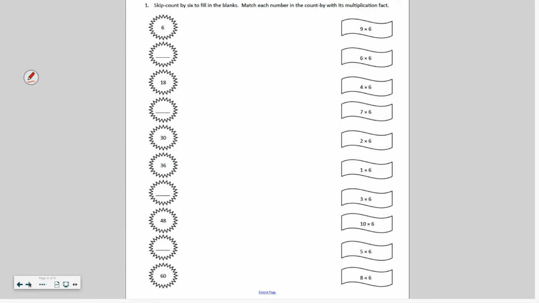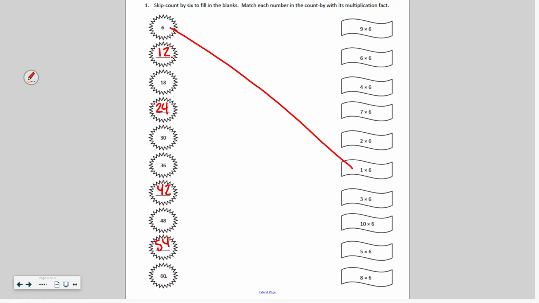Like I said, we're going to be skip counting today. So I'm going to fill in these blanks by skip counting, and then I'm going to match these products with their expression. 6, 12, 18, 24, 30, 36, 42, 48, 54, and 60. So I know that 6 is 1 times 6, or the answer to 1 times 6.